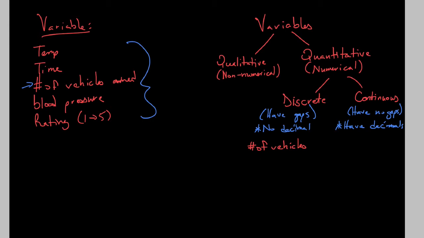Or this rating scale from 1 to 5. You either give it a 1, a 2, a 3, a 4, or a 5, but you never give it a 1.7. So a rating from 1 to 5 would be considered discrete. Now, everything else over here, by elimination, would be something that is continuous, because you can have a decimal of it.